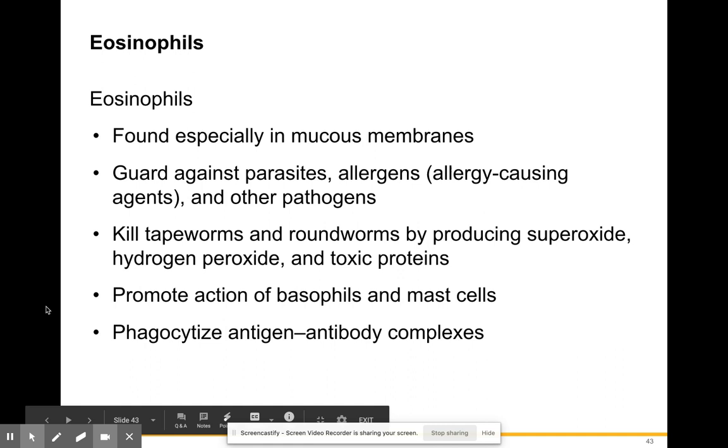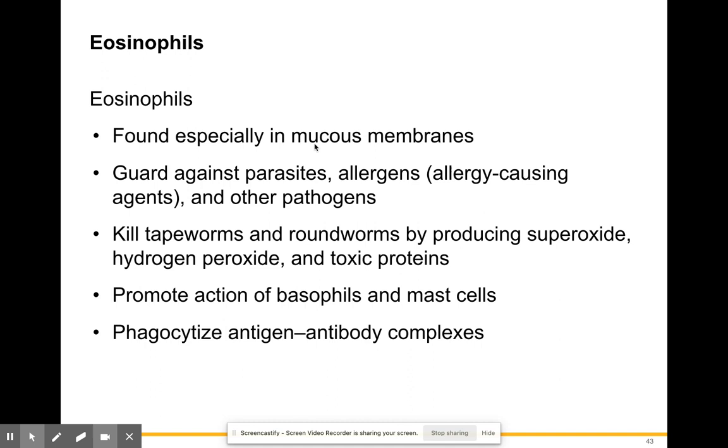Okay, eosinophils are found especially in the mucous membranes of the digestive system and the respiratory tract, all those things we mentioned before. These guard primarily against parasites and allergens, or allergy-causing agents, as well as other pathogens. But the big thing here with eosinophils is the parasites and the allergens. Allergens could be pollen. Allergens could be proteins produced by shellfish, things like that. Tapeworms, that's a parasite. Roundworms, those are parasites. They help to kill those by producing something called superoxide.